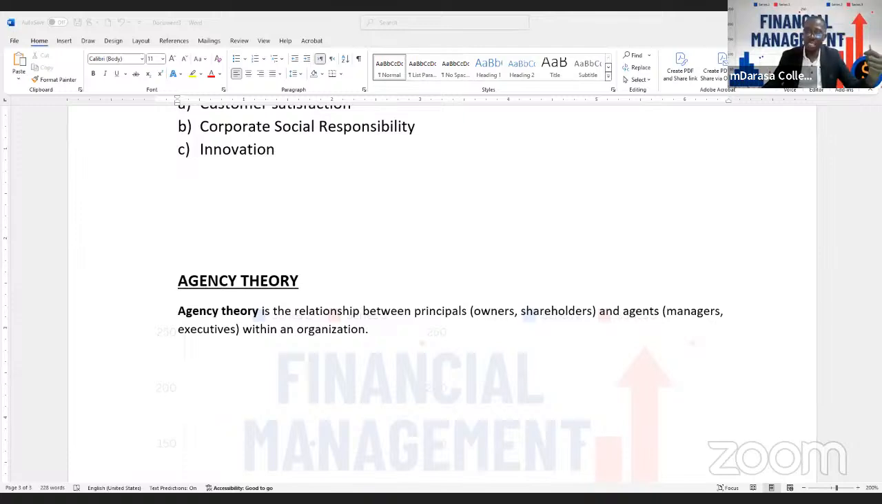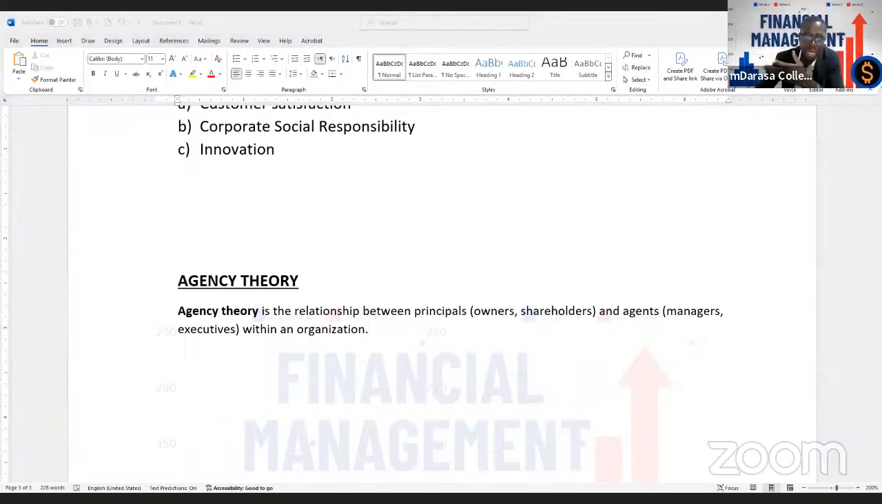So at this point, agency theory, so long as you are able to understand from the word go that what you are looking at here is simply the relationship between the principals and agents. Even if you're asked to give the conflict, what might be a conflict between the shareholder and the manager, then you can come up with a lot of points.